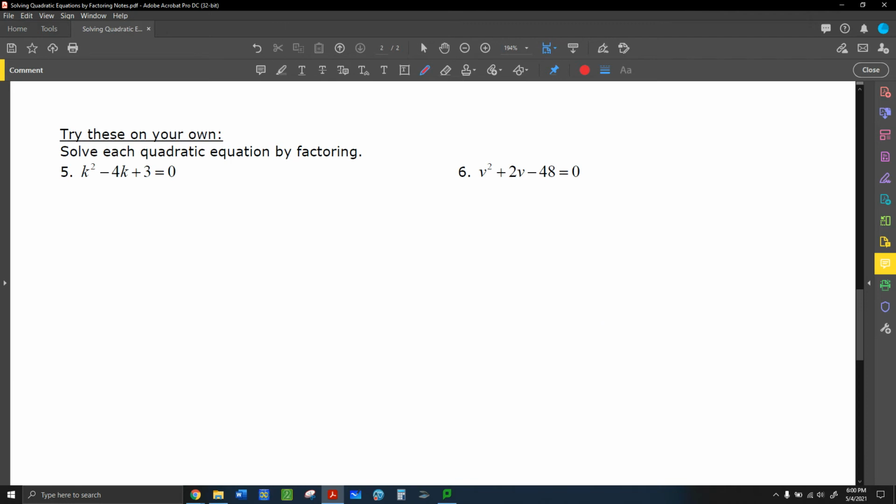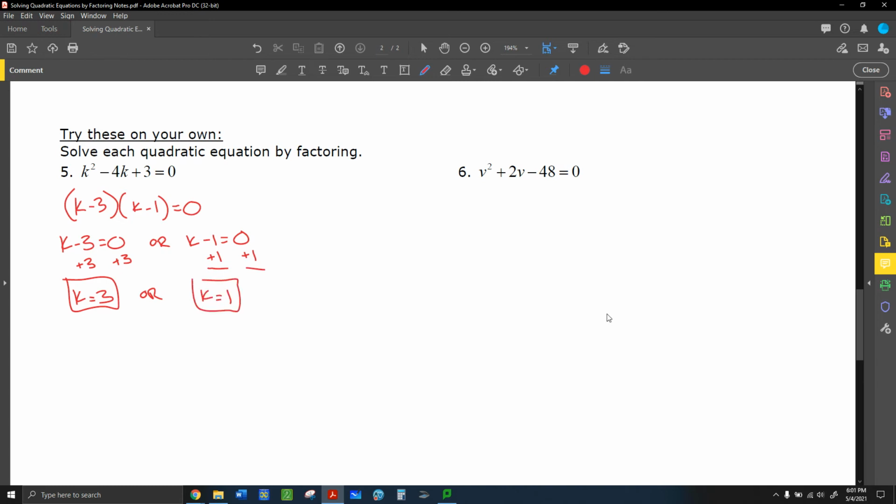All right, so for number 5, we're going to solve each of these by factoring. This first one, I know I can factor into the quantity k minus 3 times the quantity k minus 1. That's equal to 0. Using the zero product property, I can set up two equations: k minus 3 equals 0, or k minus 1 equals 0. Solving each of these equations, for the left-hand one, I add 3 to both sides, and I get k equals 3. For the other equation, I add 1 to both sides, and I get k is equal to 1.